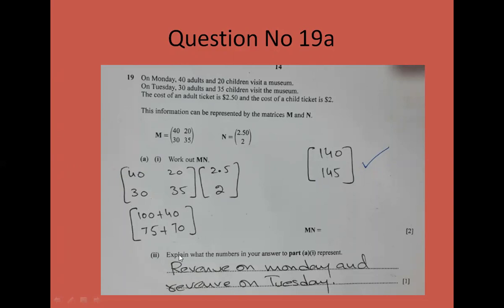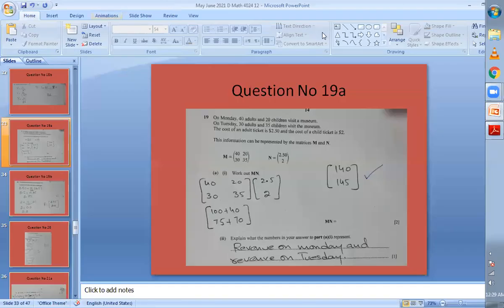So the question is to explain what the number in your answer in part A, first part, represents. This number, 140, represents the total revenue collected by the sale of tickets on Monday, and 145 represents the total revenue collected by the sale of the tickets on Tuesday. So this is what you have to write there. So that was question number 19, A part.